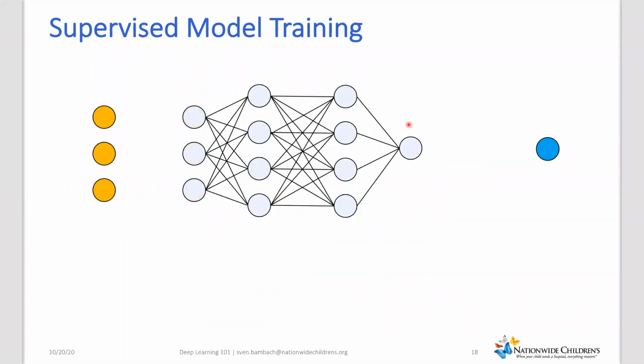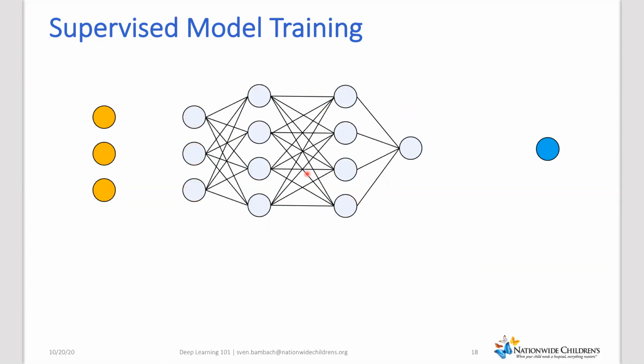The question then becomes, how do we train these models, right? Because we want the output to not be any random garbage. We want the output to be the probability of a patient deteriorating, or whatever we might be interested in. So how does that work? How do we train these models? How do we fit them to data?